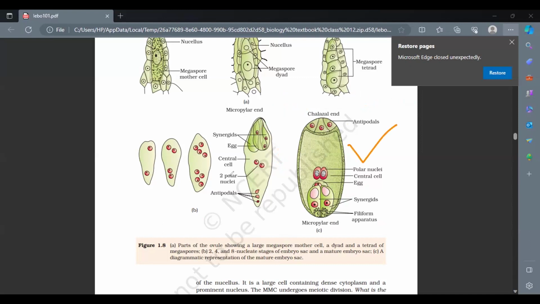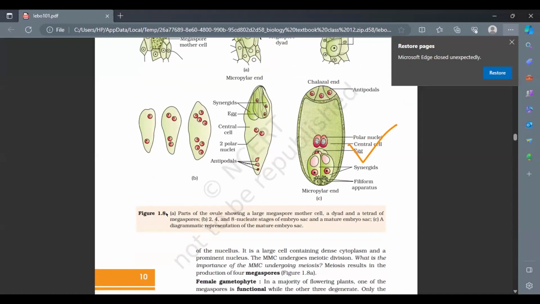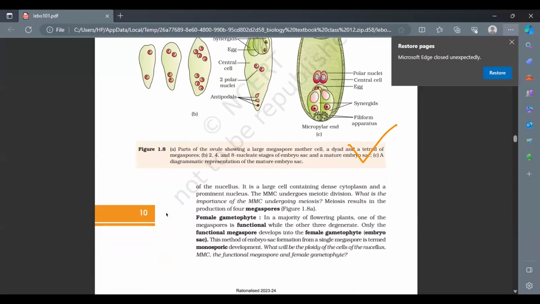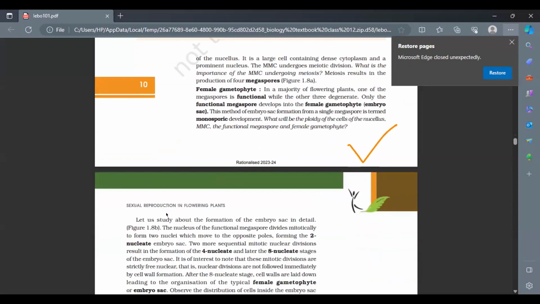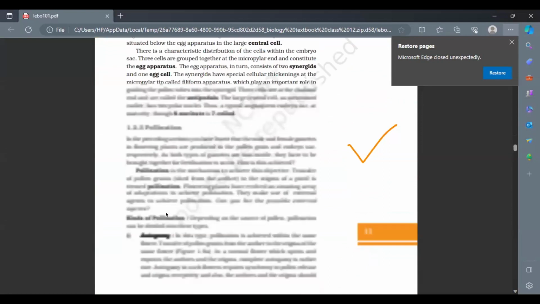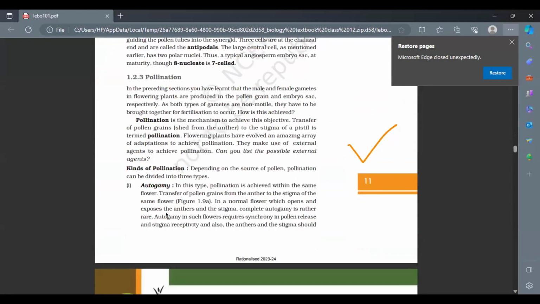So let us proceed further from here. So this was the structure of a megasporangium. What is a megasporangium? We talk about the megaspore mother cells and all those things below that. Now let us come to another very important thing. Let me open the whiteboard.